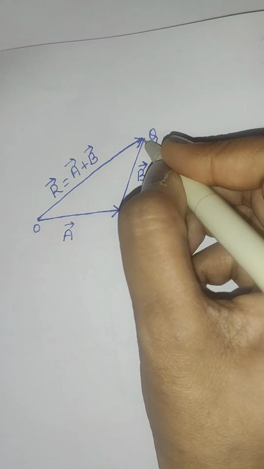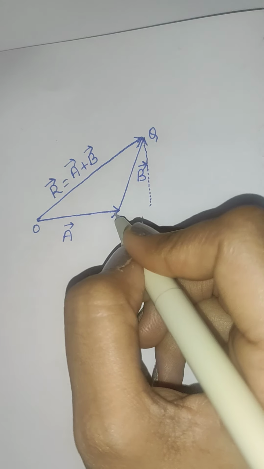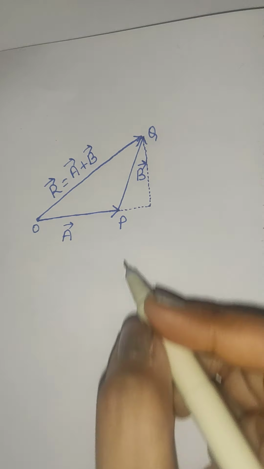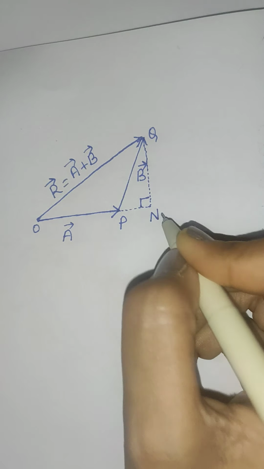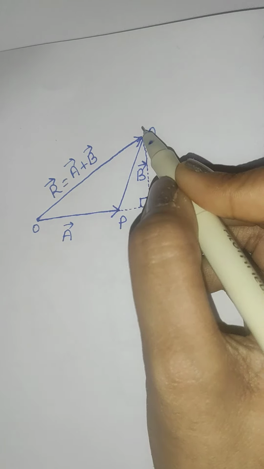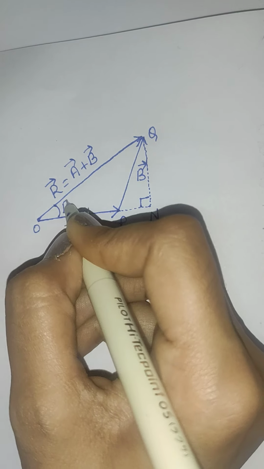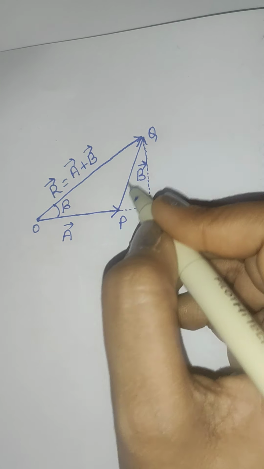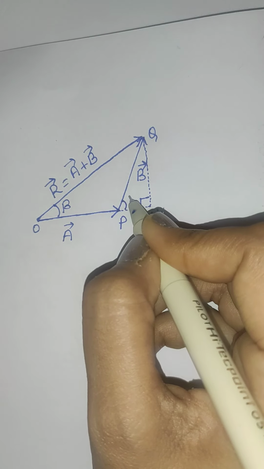Now first of all, in order to find the magnitude of the resultant, I'll draw a perpendicular from Q and I'll extend OP backwards. So here I get a perpendicular. Let me name this point as N. Now let us suppose that the angle which the resultant makes with vector A is beta, and let us suppose the angle which B makes with the A vector extended is theta.